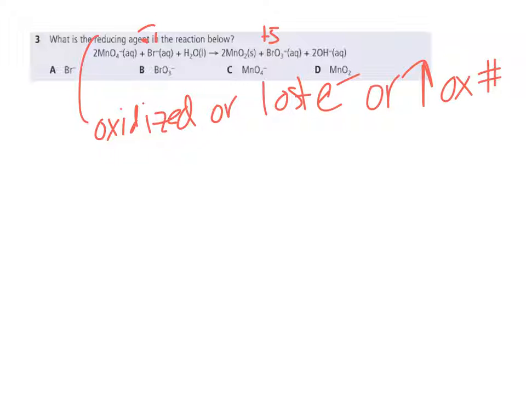It's possible more than one thing could be oxidized. So let's check. BrO3 is on the product side. So that's not going to be considered the reducing agent, and neither is MnO2 because it's on the product side. So MnO4, unlikely that it's been oxidized, but let's just double check. It goes from a +7 on this side, and over here it's a +4. So MnO4 is being reduced. So A, Br minus, is our only reducing agent, or the only species being oxidized in this equation.